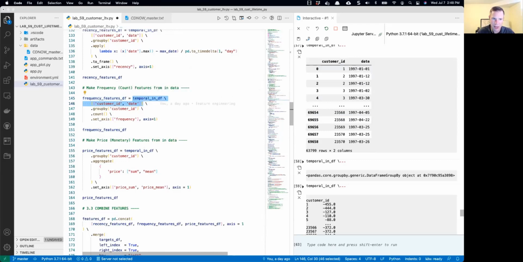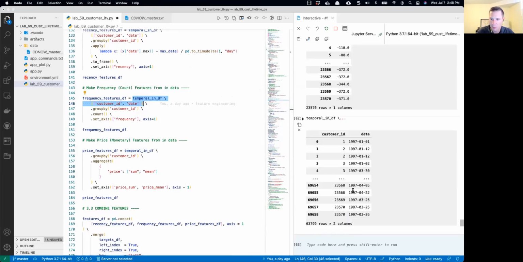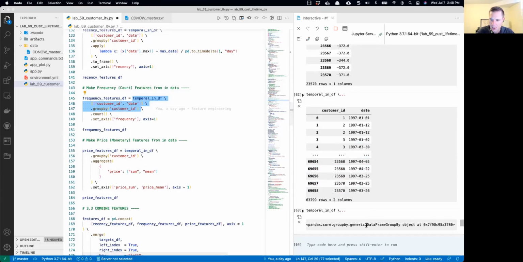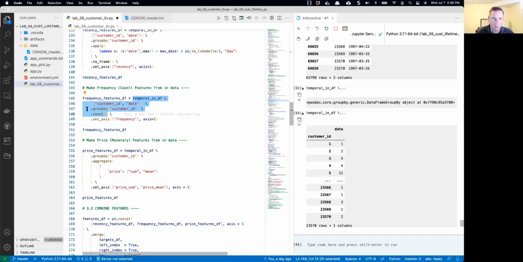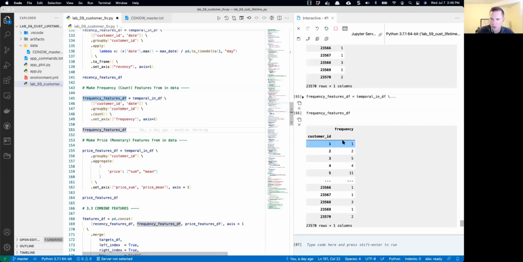One way to do it is just to take the customer ID and date, which looks like this, and then I group by customer ID, shift enter, creates a group by object. I'm going to apply the count, and what this is going to do is count the number of dates by customer. And you can see like this fifth customer has had 11 purchases, that third customer has 5, second customer has 2, first has 1. And then we're going to set the axis. So this date column, I'm going to basically just set that to frequency. So shift enter, and now I have my frequency features.